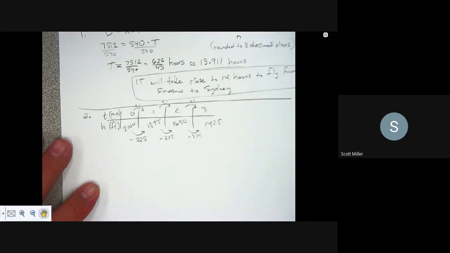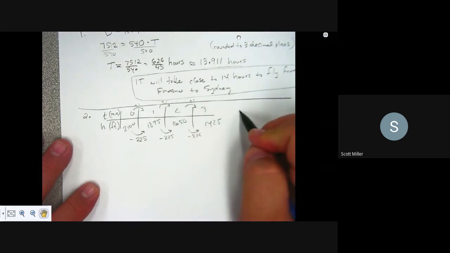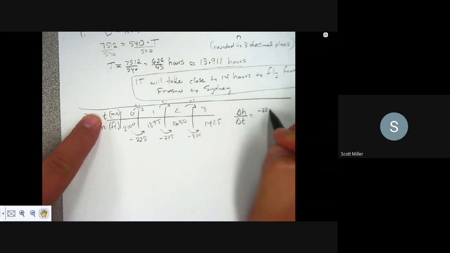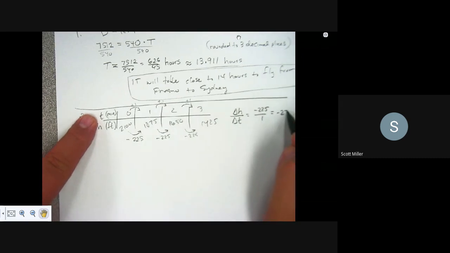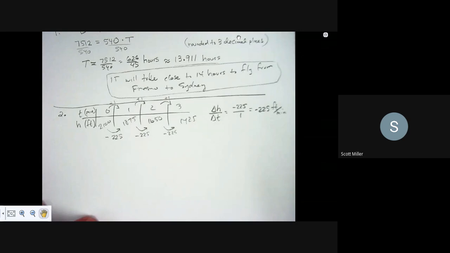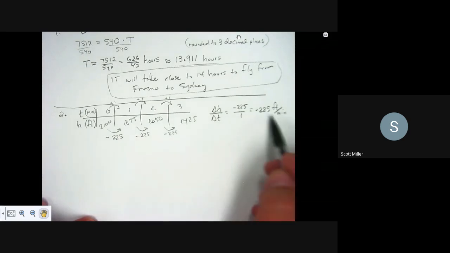Well, based on our knowledge, this is the rate of change. The rate of change, so in this case, H and T, the change in the H's divided by the change in the T's is a negative 225 over 1, or a negative 225 feet per minute. That right there, well, that's a slope. Changing the values is a slope. That means this thing is descending 225 feet every minute.